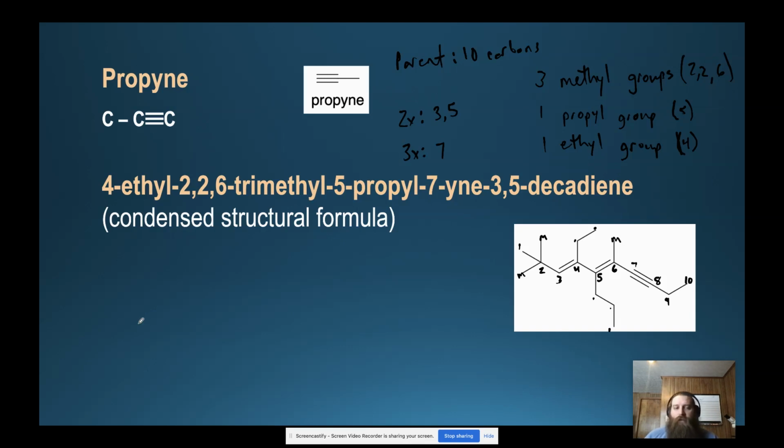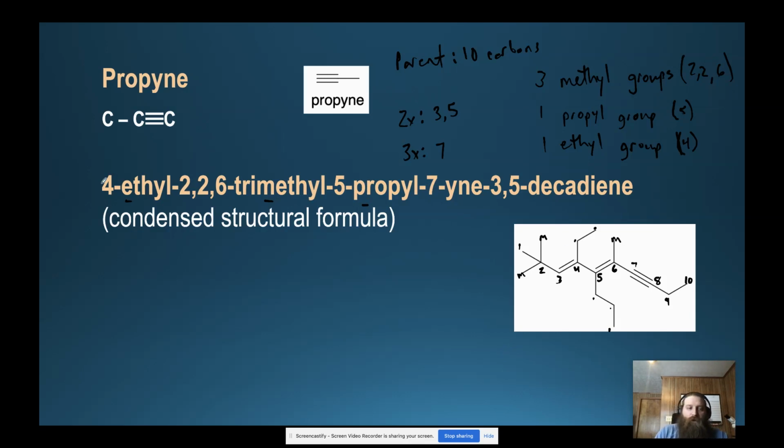So we have 4-ethyl, 2,2,6-trimethyl, 5-propyl, 7-yne, 3,5-decadiene. All right, let's break that down and look at the name overall and compare it to our drawing here. Remember the rule says we want to name functional groups in alphabetical order. So E, then M, then P. All right, just like that.